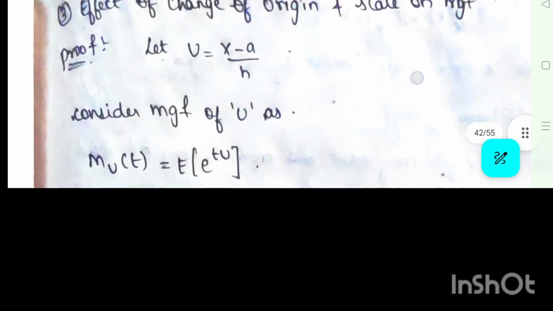Next, the effect of change of origin and scale on MGF. Let u equal x minus a divided by h. Consider the MGF of u, Mu of t, equal to the expected value of e to the power of tu. The expected value of e to the power of t, in place of u, x minus a divided by h. When bases are equal, powers should be added. This formula applies here.